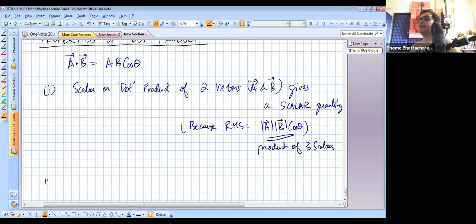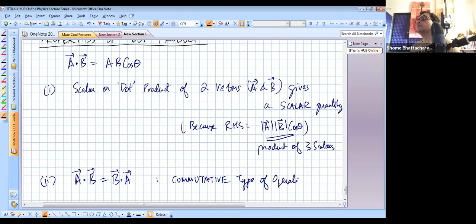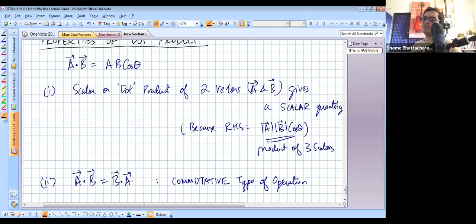Now, the second thing you can see over here is that A dot B is equal to B dot A. Okay. That means it is a commutative type of operation. And that again you can see in the definition itself. B dot A is nothing but magnitude of B into magnitude of A into cos theta.